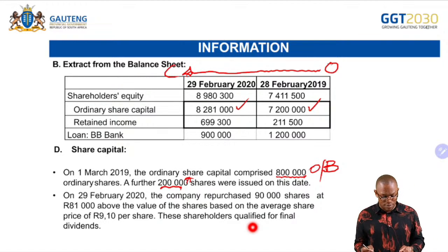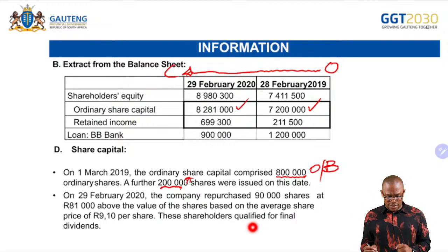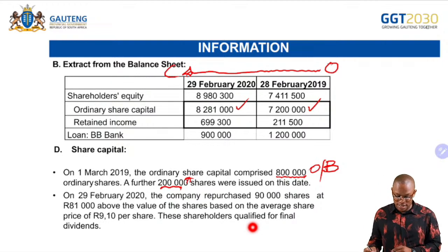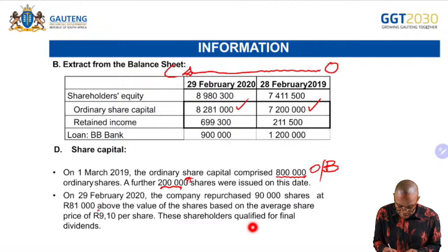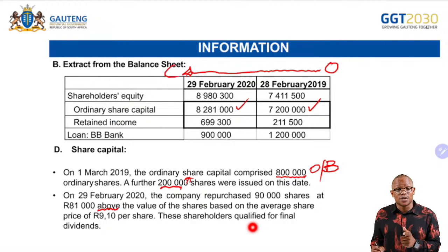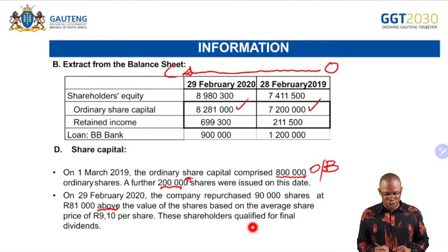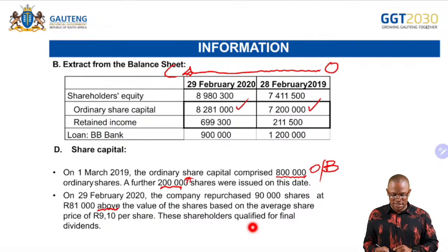Let's check bullet point number 2. They said on the 29th of February 2020, the company repurchased 90,000 shares at 81,000 above. This is important, ne? At 81,000 above the value of shares based on the average share price of 9 rand 10 cents per share. It means now the 81,000, that was your retained income. Yes, your retained income amount.